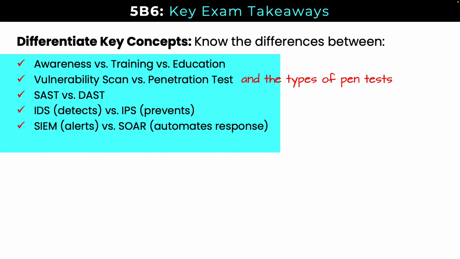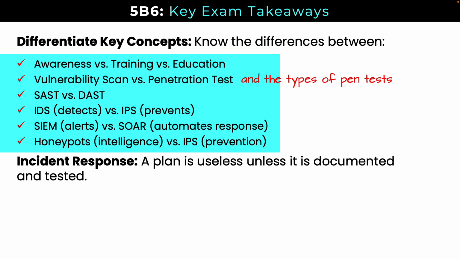The SIEM solution, and we talked about SOAR earlier in the series. So SIEM is where we're aggregating our log data and analyzing activity for potential incidents. SOAR, security orchestration and automated response, that's where we are automating the response to potential incidents. We talked about honeypots and honeynets versus intrusion prevention, which is actually preventing an attack. So honeypots are not active protection where IPS is active protection. And incident response. Remember that a plan is useless unless it is documented and tested.